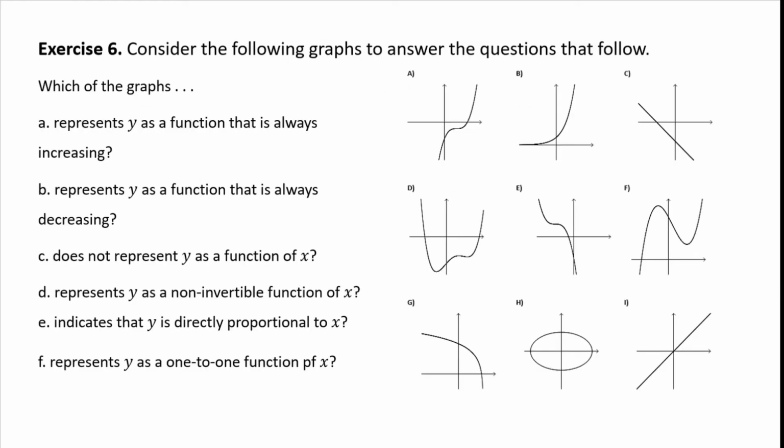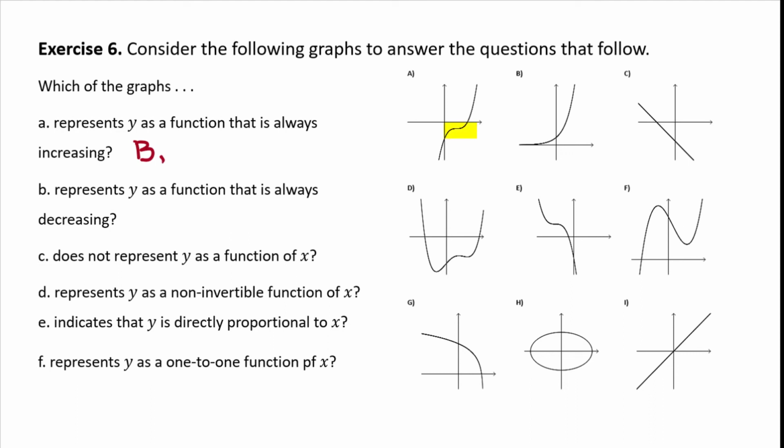Consider the following graphs to answer the questions that follow. We are presented with 9 different graphs, and they are lettered sequentially from A through I. So, which of the graphs, question A, represents y as a function that is always increasing? Always increasing means that as you move from the left to the right, it is always going upwards. The first one in alphabetical order that is always increasing is B.